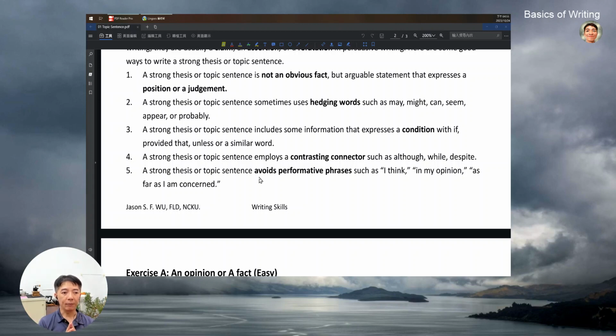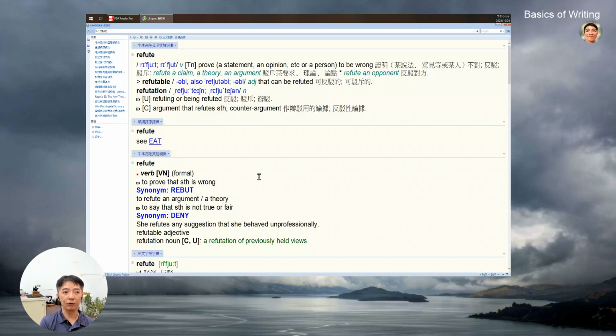Okay. And number 4, a strong thesis or topic sentence employs a contrasting connector such as although, while, despite. So contrasting connectors, just like although. This is especially useful when we talk about refutation. If you want to deal with a common belief or argument that most people believe in, but which you think is wrong, then this is what we call refutation. Refutation, Chinese say 驳斥. That means this is wrong.